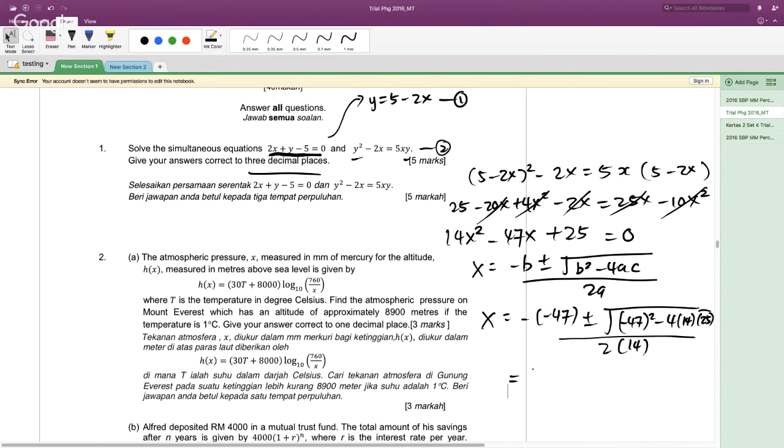So let me just use the calculator for this one. I guess you can do this one very fast. So I will enter 14, negative 47, and 25. Yep, one of the answers for x should be 2.694. And the other answer for x should be 0.663, because the question says 3 decimal places. I guess that's all for this question.